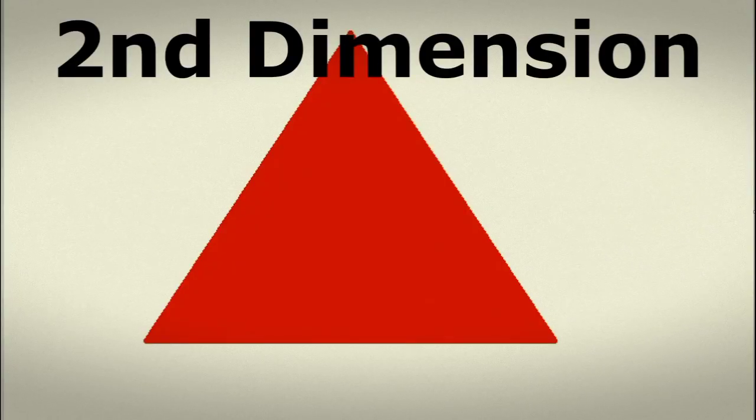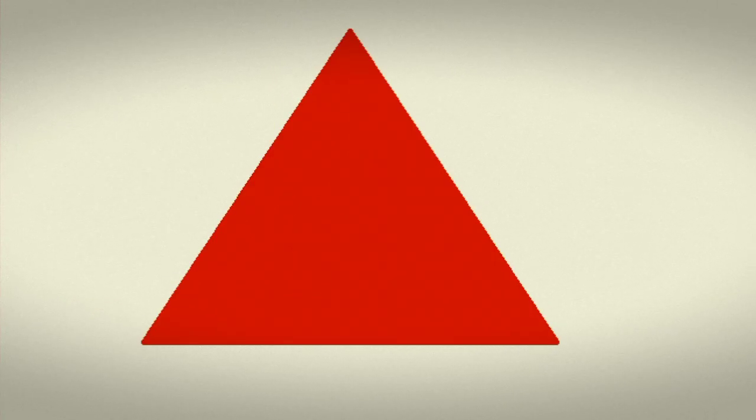Now we will discuss the second dimension. Flat figures like a square or triangle are 2-dimensional objects. These 2-dimensional or 2D objects have non-zero area, but their volume is 0, as there is no height. They have only 2 dimensions, length and width. So these are known as 2-dimensional or 2D objects.